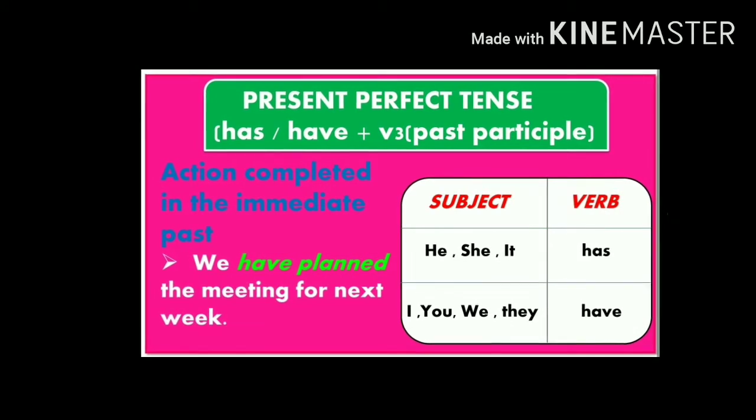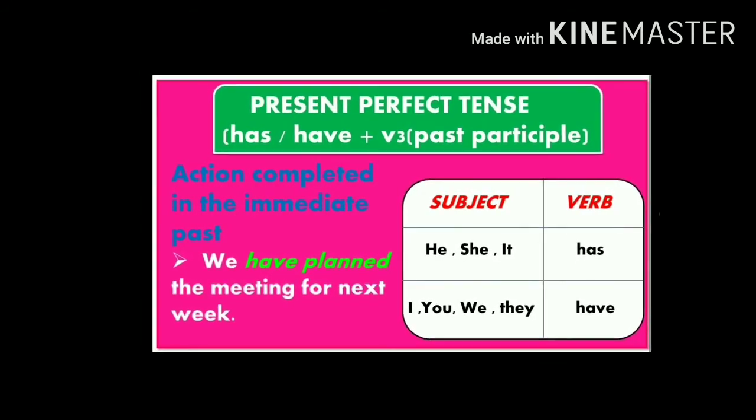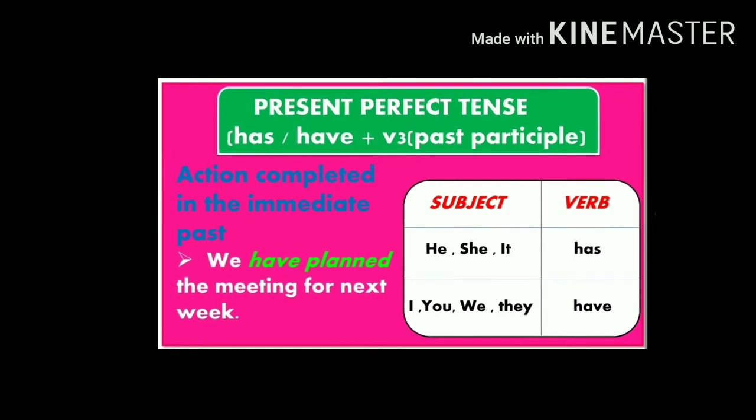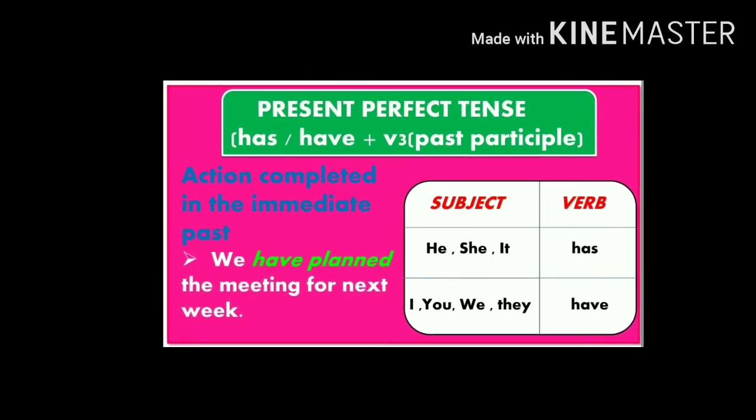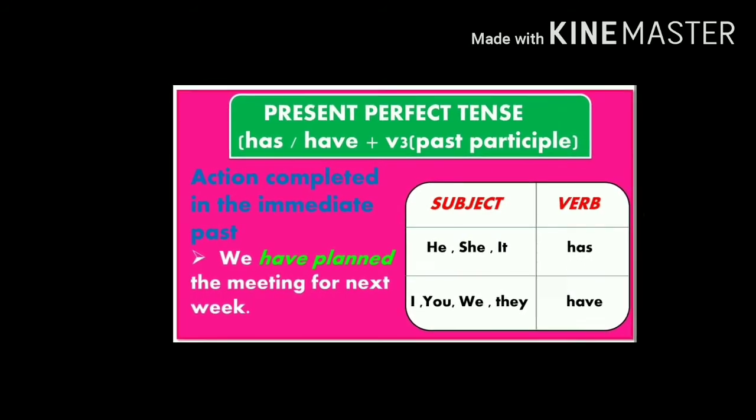Look at the tabular column. The subjects he, she, it, we have to use has as a verb. For the first person I and then subjects you, we and they, we should use have as a verb.